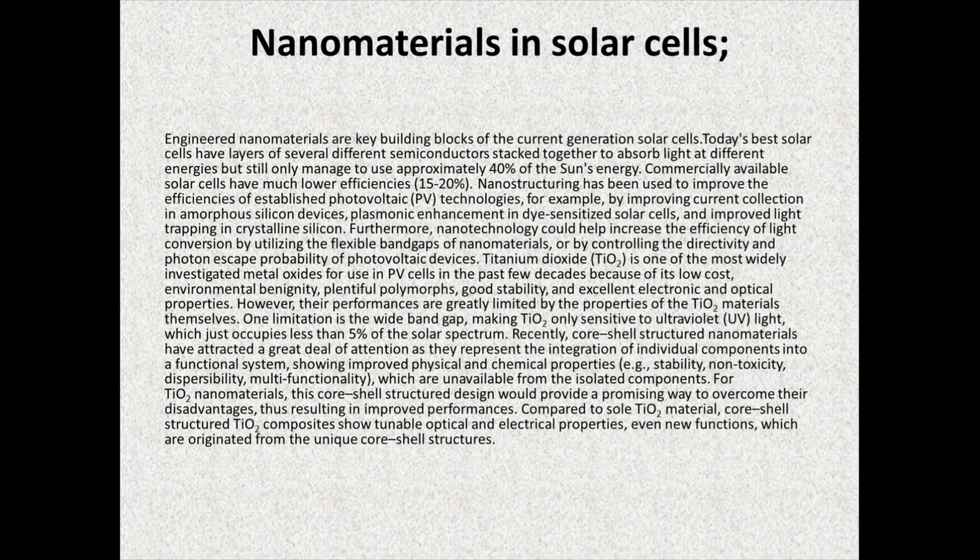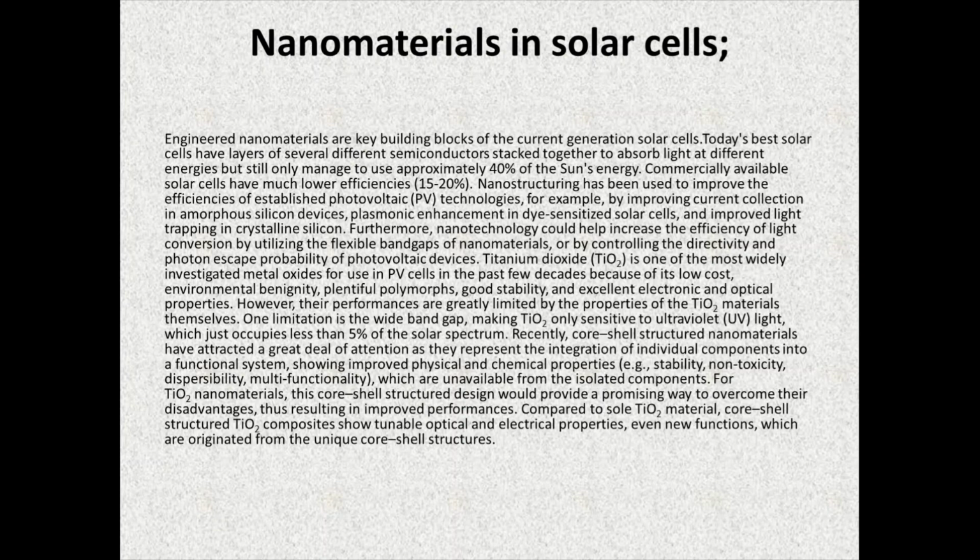Nanostructuring has been used to improve the efficiencies of established photovoltaic technologies, for example, by improving current collection in amorphous silicon devices, plasmonic enhancement in dye-sensitized solar cells, and improved light trapping in crystalline silicon. Furthermore, nanotechnology could help increase the efficiency of light conversion by utilizing the flexible band gaps of nanomaterials, or by controlling the directivity and photon escape probability of photovoltaic devices.